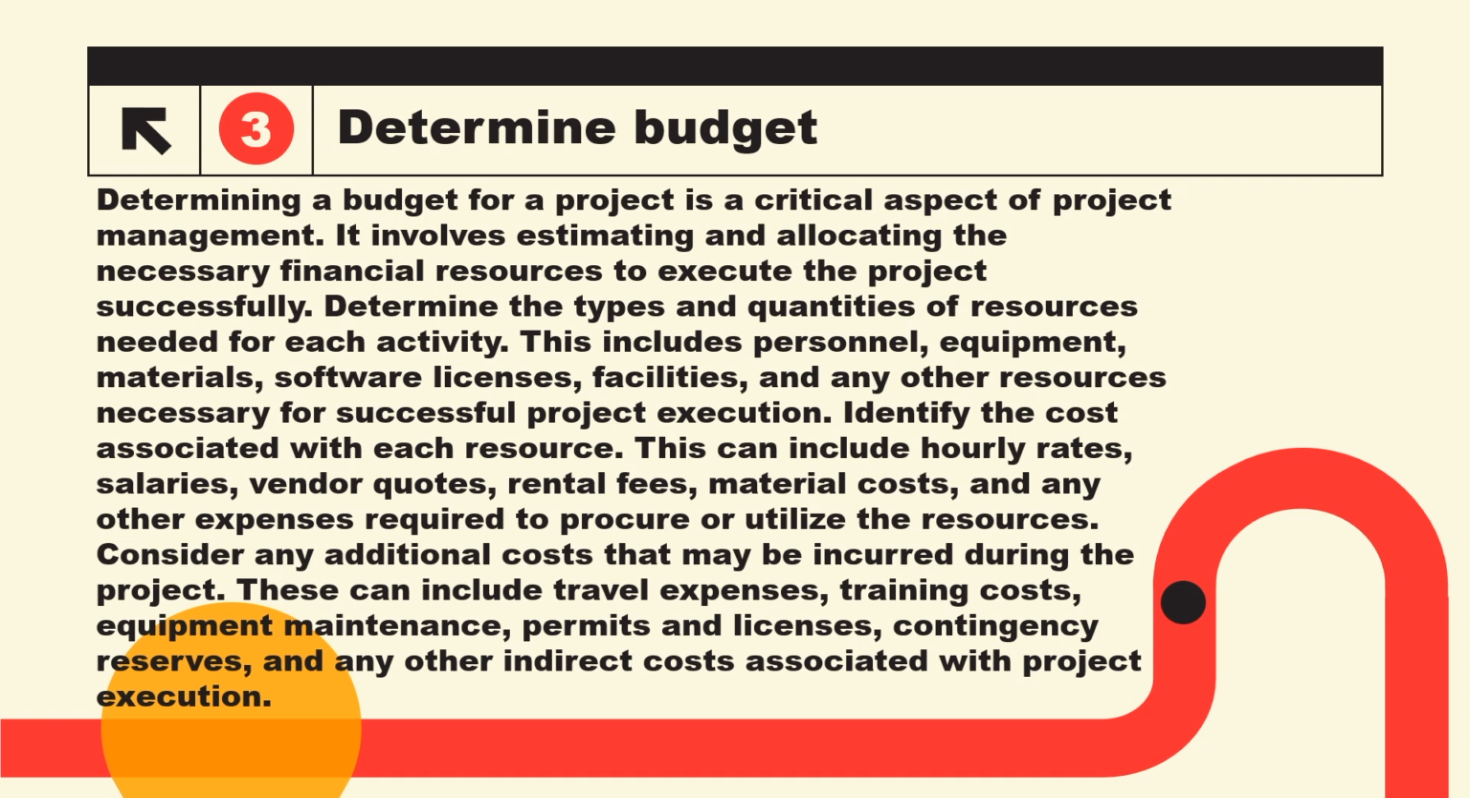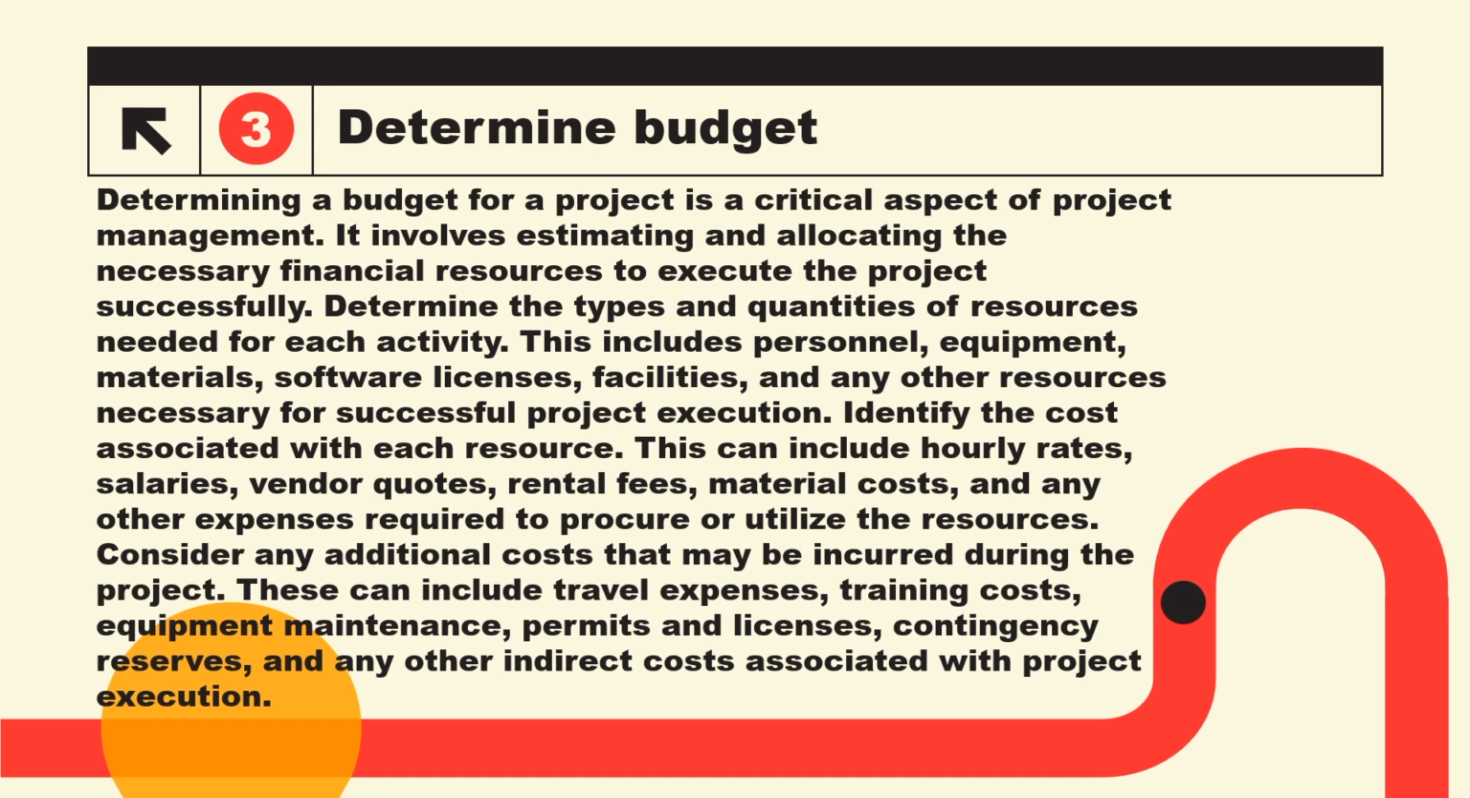Determine budget. Determining a budget for a project is a critical aspect of project management. It involves estimating and allocating the necessary financial resources to execute the project successfully. Determine the types and quantities of resources needed for each activity. This includes personnel, equipment, materials, software licenses, facilities, and any other resources necessary for successful project execution. Identify the cost associated with each resource.